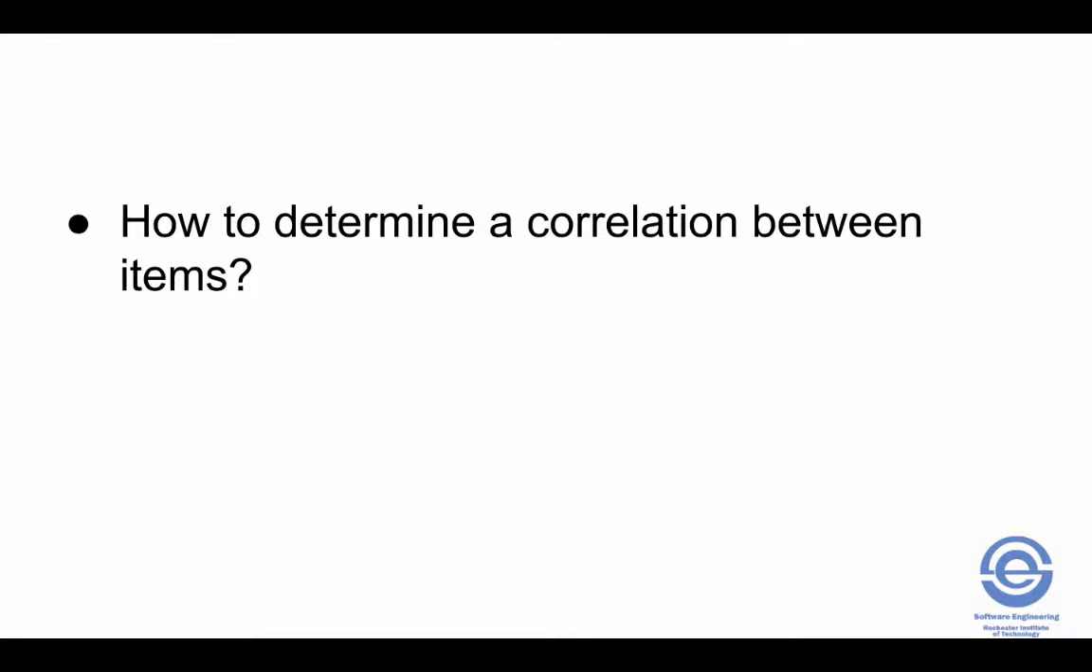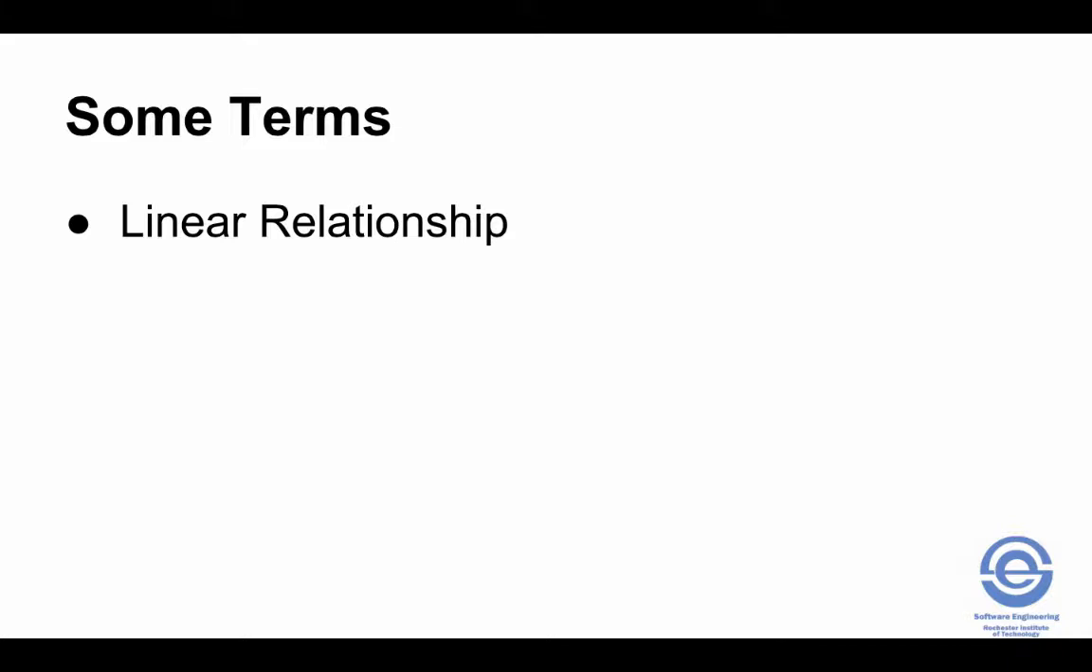The question we're going to search about today is how to determine a correlation between items. The correlation between items could be the temperature and how much water you drink. Or if there's a correlation between, I don't know, the amount of food you eat during a sporting event and if your team wins. You could pretty much draw a correlation between any items. Some terms we're going to throw out to start is a linear relationship.